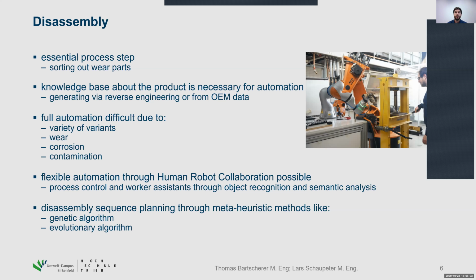For example, this knowledge base can be generated via reverse engineering or from the data the OEMs can provide. But a full automation is difficult due to the variety of variants, wear, corrosion, or contamination. So a possible solution is a flexible automation through human-robot collaboration. Through the use of object recognition and semantic analysis, human-robot collaboration can be made more efficient.